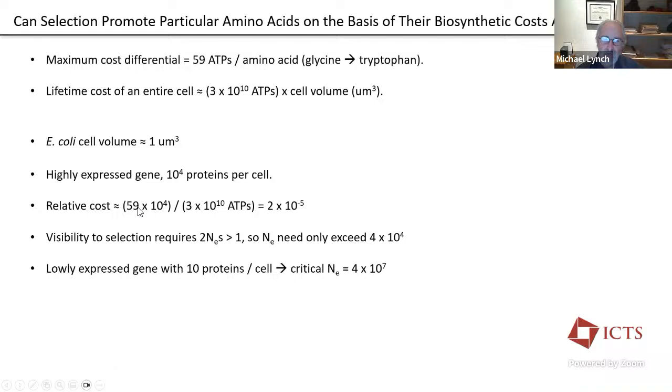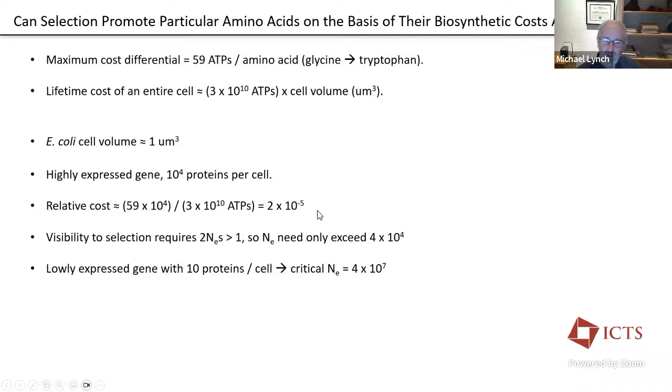So the differential will be 59 times 10 to the 4th. Right? We have 10 to the 4th proteins, and one of them has glycine and the other has a tryptophan in a different mutant. And that's over the total cell energy budget, 3 times 10 to the 10th. The relative cost then is 2 times 10 to the minus 5. So that would be the advantage of not using glycine over tryptophan, or the selective disadvantage if a tryptophan got substituted for a glycine.